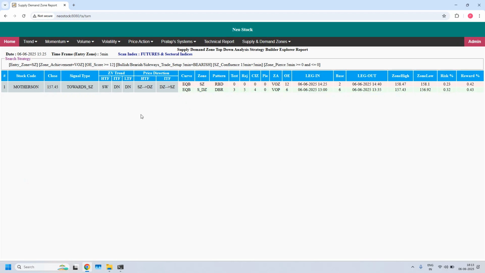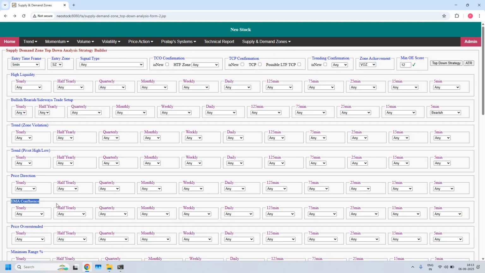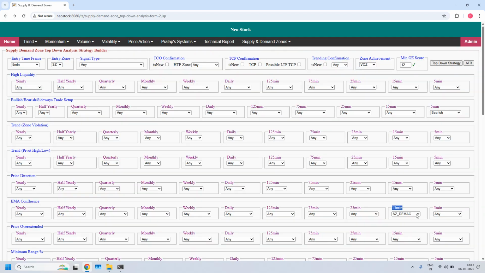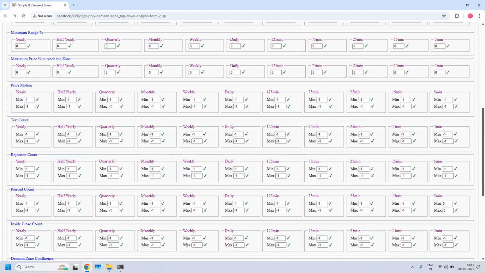15 minutes trend is down. Let's verify EMA confluence for the 15 minutes supply zone. 15 minute supply zone with daily EMA confluence. Stock is not filtered. Okay, fine. Let's verify whether it is also having an HTF confluence or not. This zone. Remove the EMA filter.